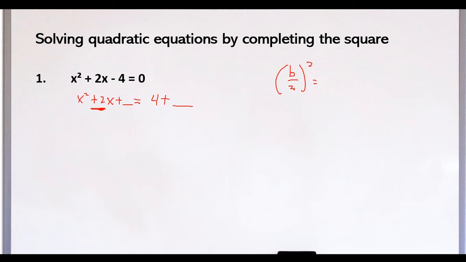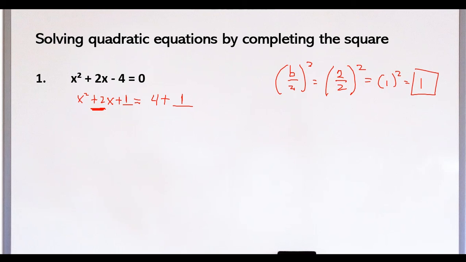So change b to 2 over 2 squared. Then 2 over 2 will give you 1 squared, and 1 squared is equal to 1. So now 1 is our value for the blank. So I'm going to write here x squared plus 2x plus 1 equals 4 plus 1. Again, the number added on the left side should also be the number added on the right side. Remember that.